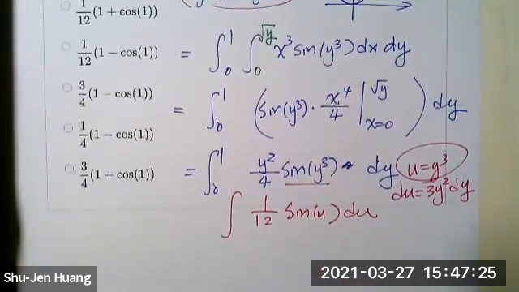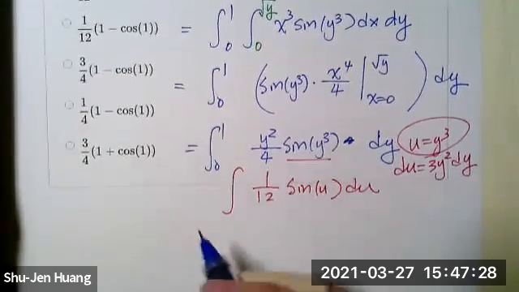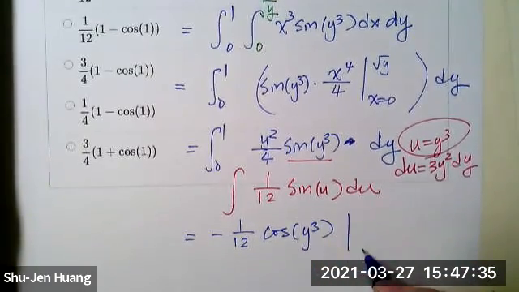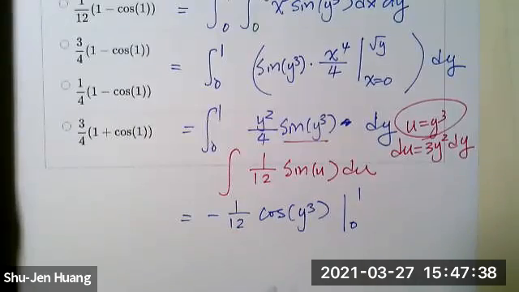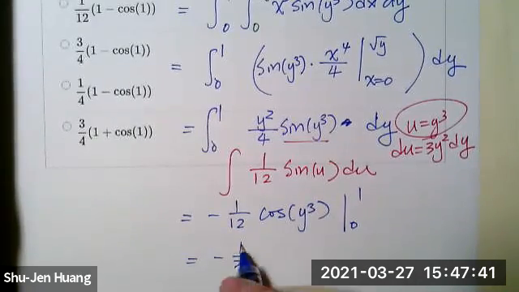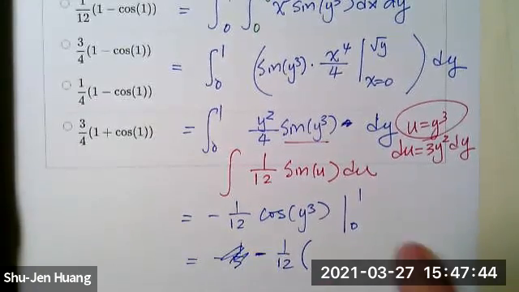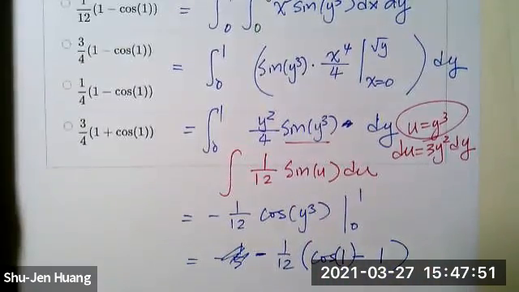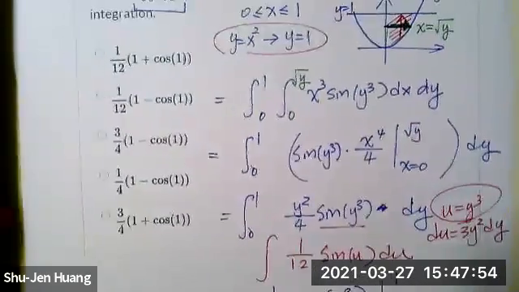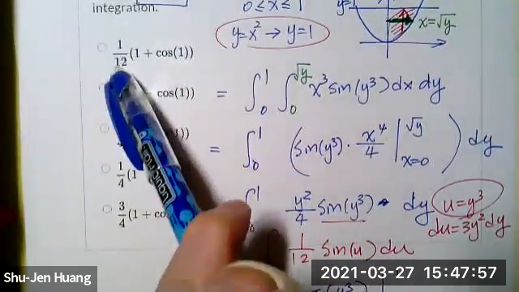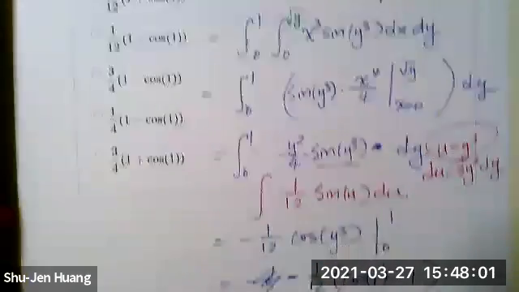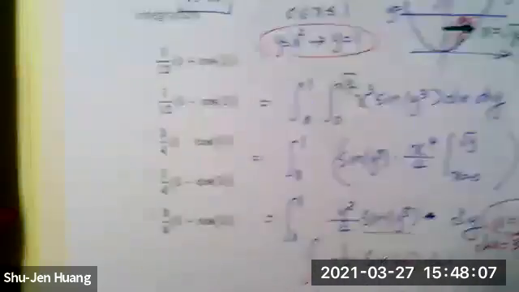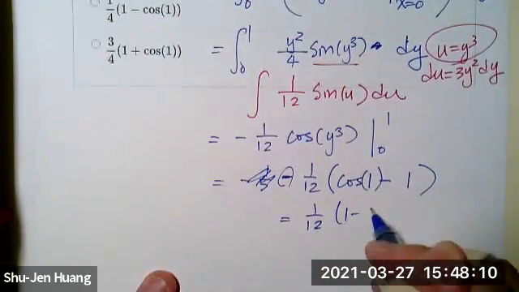So the antiderivative is minus cosine u, and now we're going to change it back to y. So u is y cubed. Now y is from 0 to 1. Plug in the upper limit minus the lower limit. Plug in 1, you have cosine 1, minus cosine 0, that's 1. Because the 1 over 12 in front is a positive coefficient, we're going to just put the minus sign inside by switching the order. So you're going to get 1 over 12, 1 minus cosine 1.